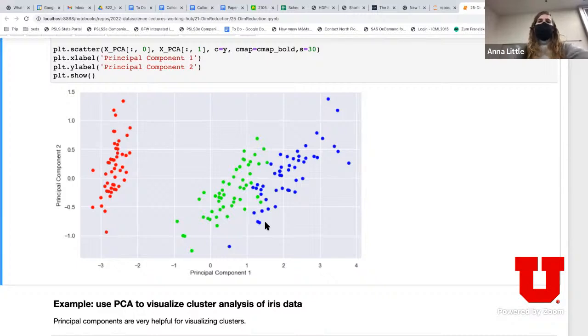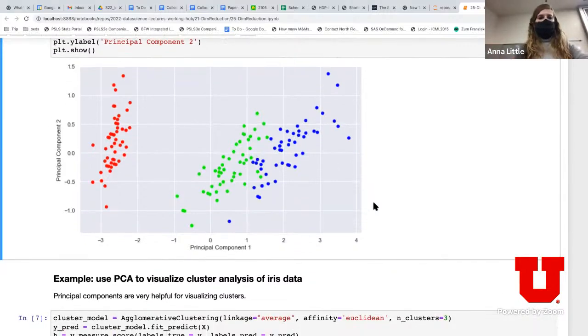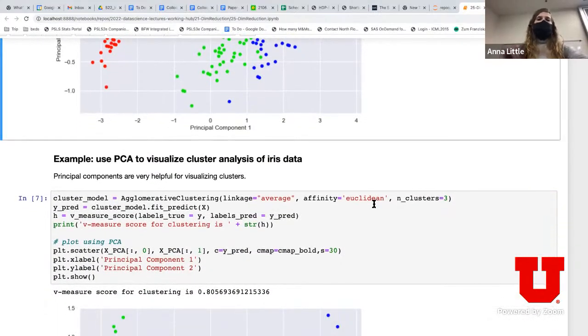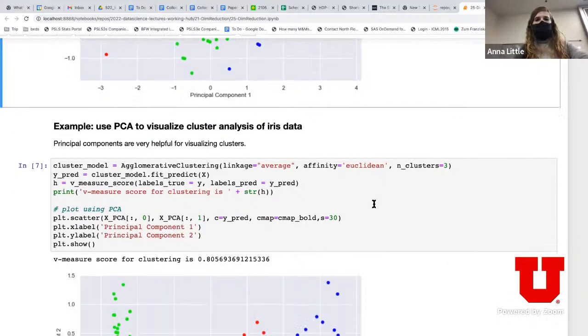Yeah, better separability, right? At least better separability than we saw in the first 2 dimensions. Somehow this is aggregating information across all of the different features and showing it to you in one plot. Okay, so that's super handy. So this is hinting at the fact that we can use PCA to visualize clusters in the data.